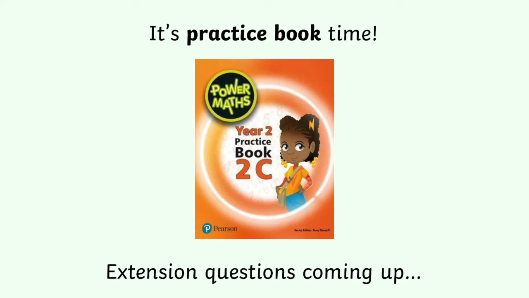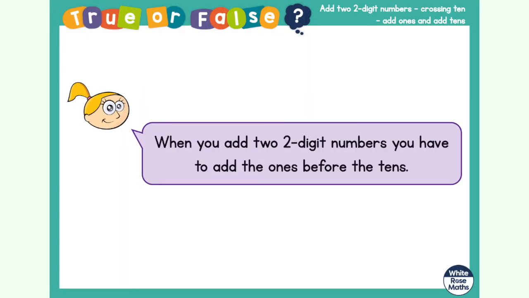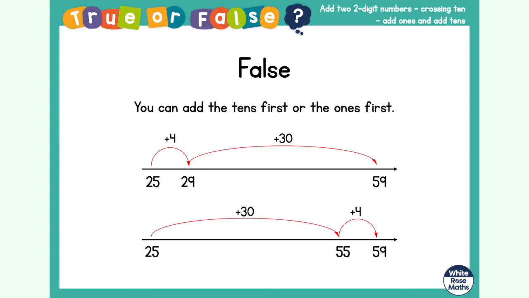So hopefully you've had lots of success practicing this skill of using 100 square and number line today. Let's have a look at our question. True or false? When you add two two-digit numbers, you have to add the ones before the tens. Pause the video, think about your answer, true or false. Well, the answer to this one is false. You can add the tens first or the ones first.